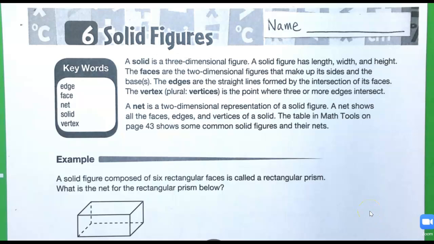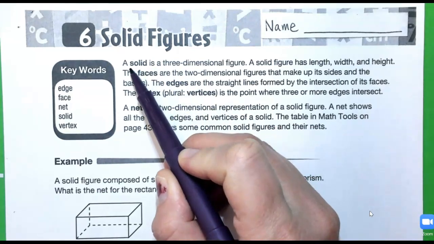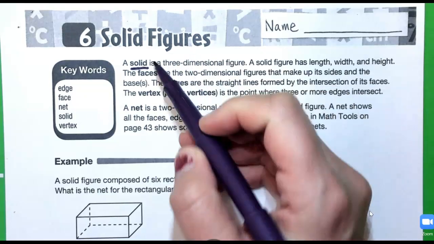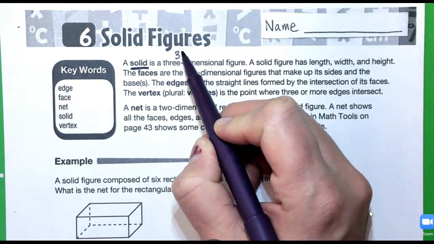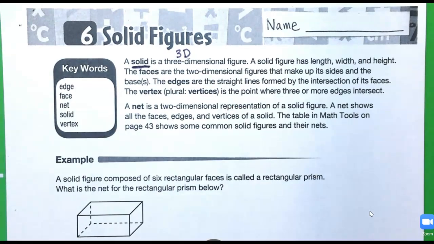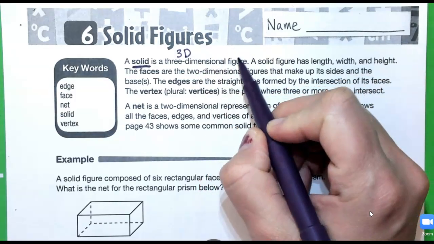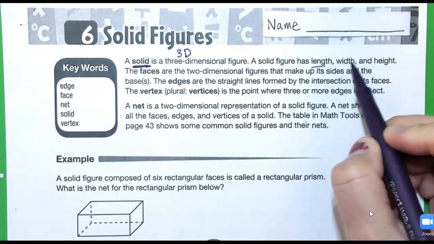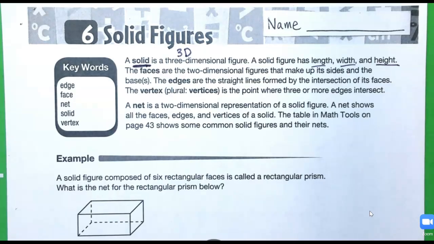Hi guys, today we are looking at solid figures. So we're starting to talk about three-dimensional figures. When we talk about a three-dimensional figure, we also might call it a solid. We also like to write three-dimensional as 3D. So when you hear someone talk about a 3D object, a 3D figure, or a solid, these are all the same things, okay? A solid figure has a length, a width, and a height.